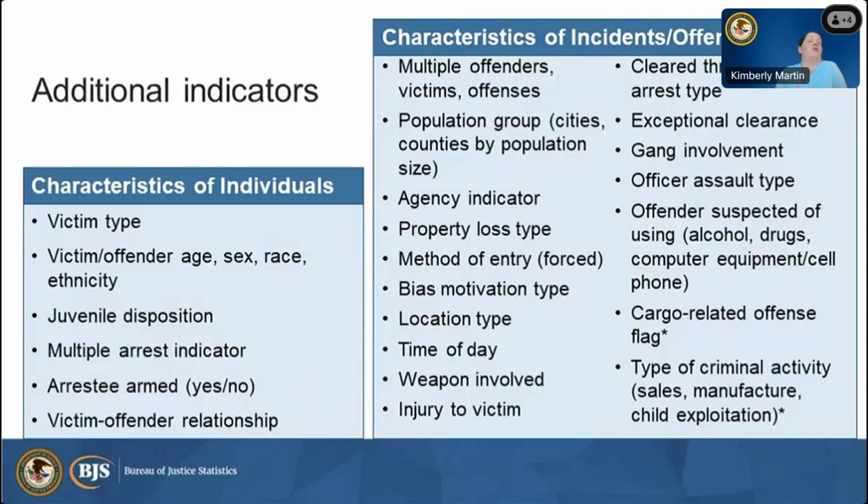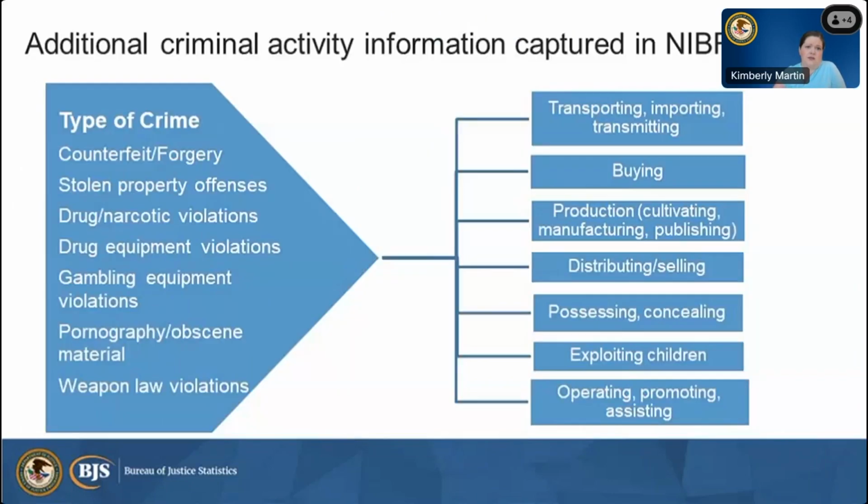But one thing I wanted to mention that a lot of folks aren't as familiar with is that for a select set of crimes, there are even additional contextual indicators collected. So for example, for these crimes that you are about to see: counterfeit forgery, stolen property, drugs, weapons law violations, pornography and obscene material. For those crimes, you're also going to get an additional set of data, potentially. They're called criminal activity data elements.